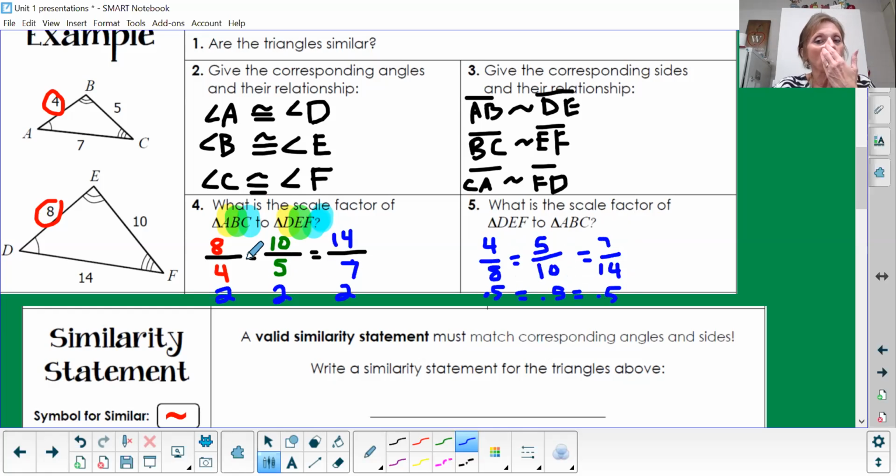I'm looking at this, and the ratios all match, so I know they're proportional. And if they're proportional and the angles are equal, then they are similar. So I'm going to put a big yes here. And again, the numbers prove that out.